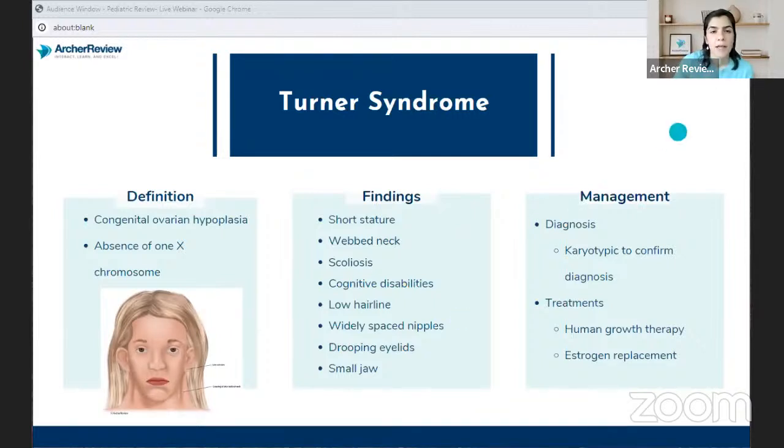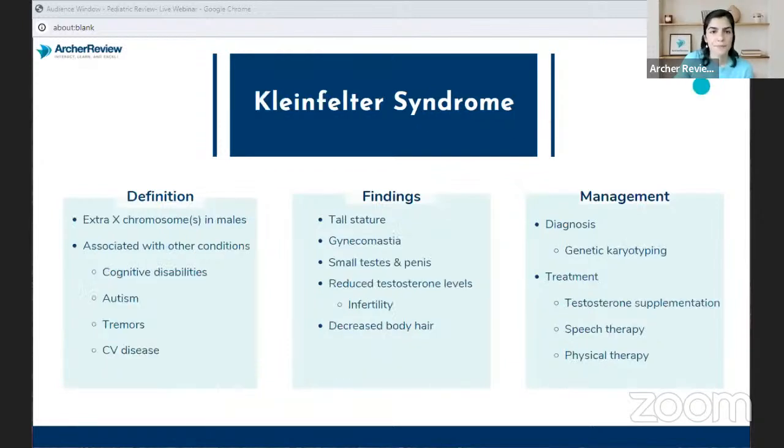So that physical exam is going to help with the diagnosis. But really, you're going to be referring to your specialist, because they're going to have to confirm it on karyotyping, right? And then the treatment, these girls will probably need some estrogen replacement to help with that ovarian dysfunction, maybe some human growth hormone to help them grow, help them with that short stature. But this is probably going to be diagnosed and managed by a specialist.